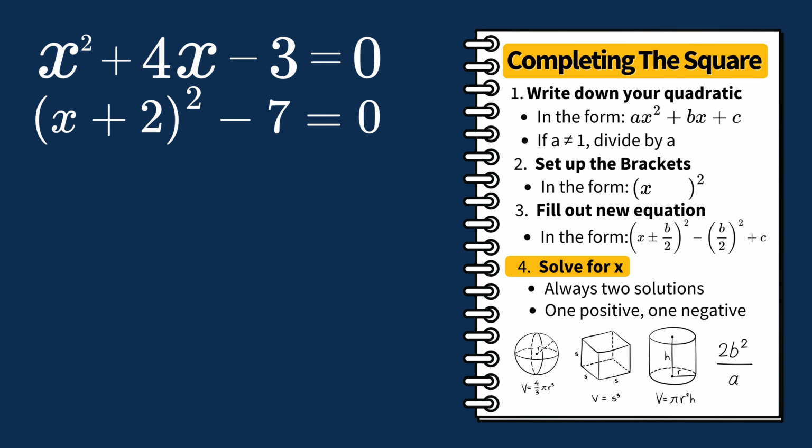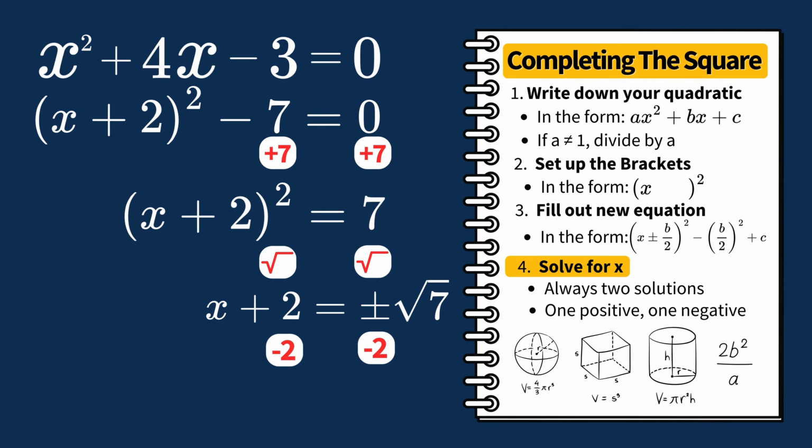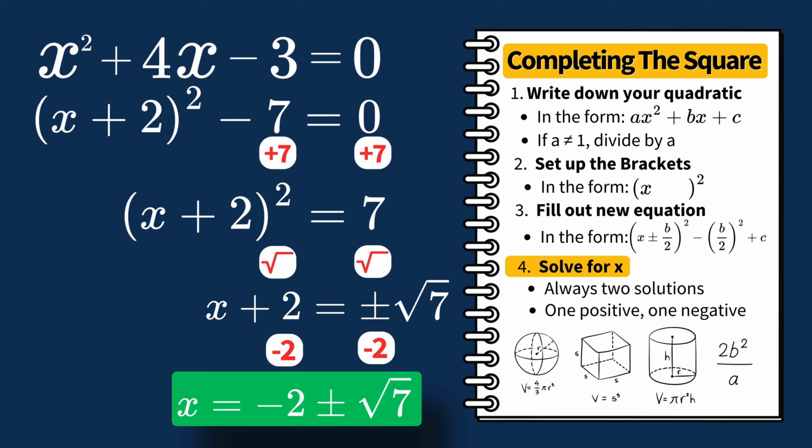To isolate x, we need to add 7 to both sides, and then square root both sides. So on the left we have x plus 2, and on the right we have plus or minus the square root of 7. All we need to do now is subtract 2 from both sides, giving us x equals minus 2 plus or minus the square root of 7 as our final answer.